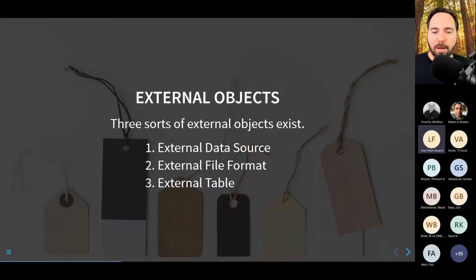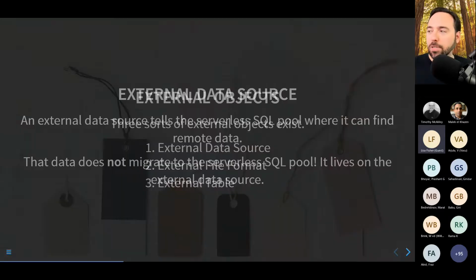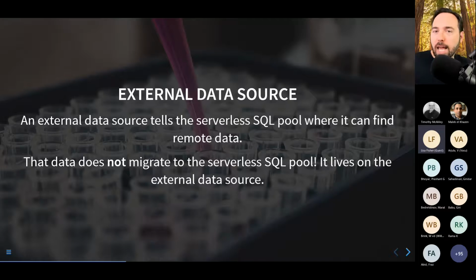Let's talk a little bit more about Polybase. Three sorts of objects exist: external data sources, file formats, and tables. An external data source is a pointer. Where does that data actually live? It doesn't really live in our SQL Server instance or in our serverless SQL pool. That's not where the data really is stored. The data doesn't migrate to that location. It's not an ETL process that's keeping something up to date. The data always lives over on the source.